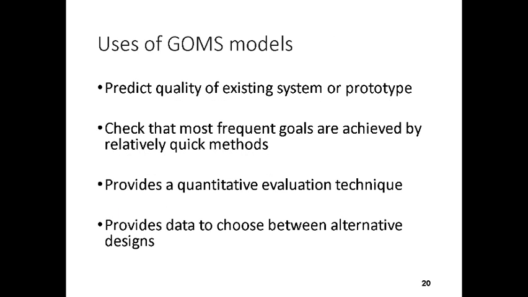So why do we use the GOMS model? Well, it can predict the quality of existing systems or prototypes. You can check that the most frequent goals are achieved by relatively quick methods. It provides a quantitative evaluation of a technique. We get a lot of numbers from this. We can see objectively whether one design recommendation is faster than another. So it provides that data so that we can choose the best design based off a couple of choices, and we have that data as evidence to back that up.